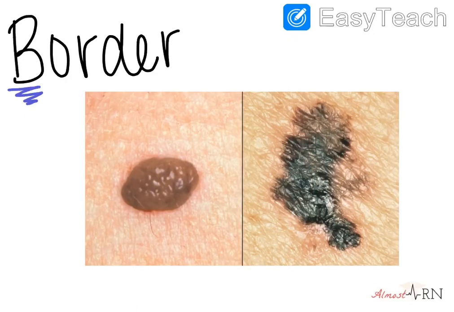Our next part of the acronym, B, is border. Is the border defined or not? You can see in this picture that there is a well-defined border. But in the picture on the right, its comparison, the border is kind of different from here over to here. The border is not well defined. And if the border is not well defined, that's also a potential red flag for a mole that might be a potential risk for melanoma.